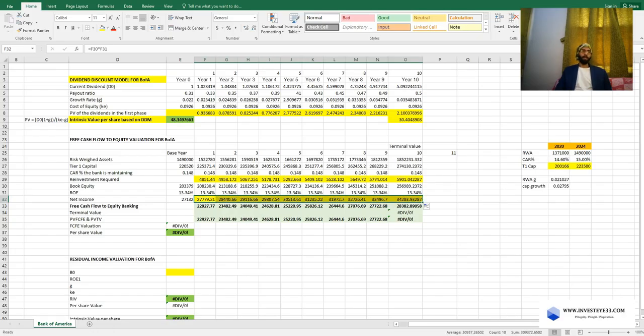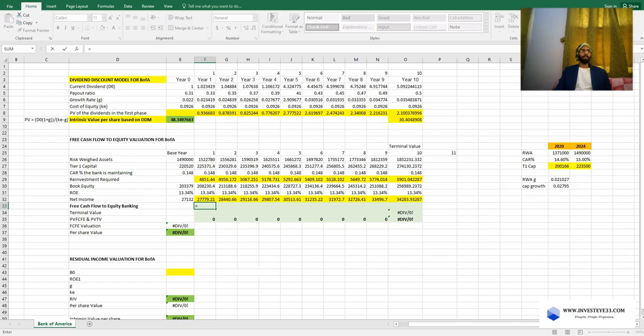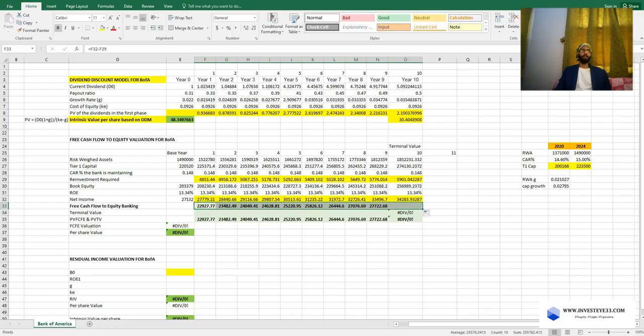Now the next row is very important. Let me delete the values here. The next row is the free cash flow to equity for a banking company, right? So this is equal to net income minus the reinvestment required for every year. Now let me stretch this number to get all the 10-year numbers projected, right? So we have these numbers here. Now we have the 10-year projected numbers, but we want to have a terminal value also, so we can get the perpetual value of Bank of America.